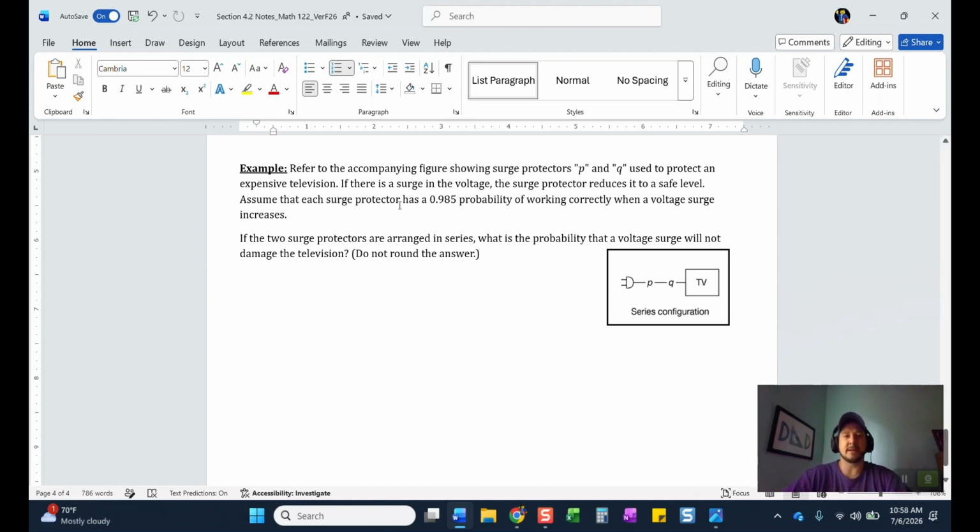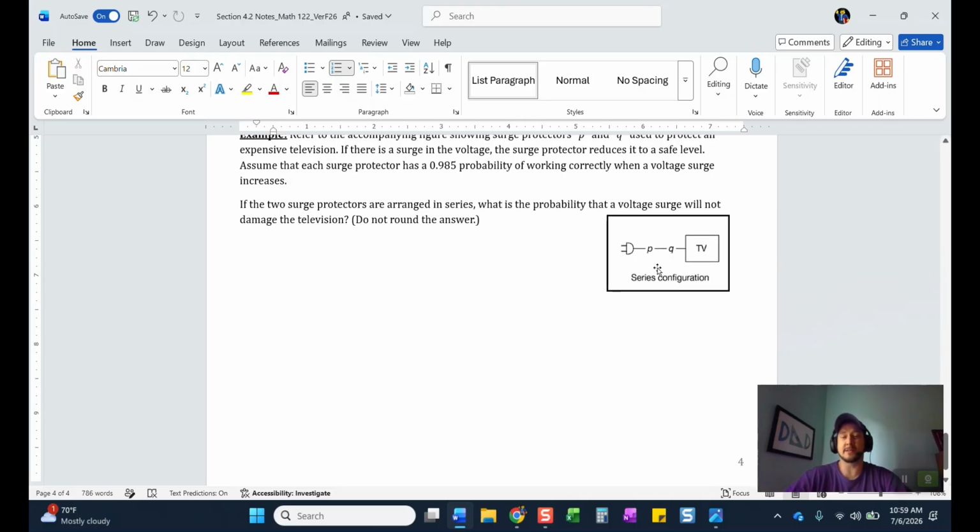Okay, so assume that each surge protector has a 0.985 probability of working correctly when a voltage surge increases. If the two surge protectors are arranged in series, so one right after the other, what is the probability that a voltage surge will not damage the television? So basically, what is the probability that both of these are going to be working? All right. And the solution to it is a lot more intricate than you might believe.